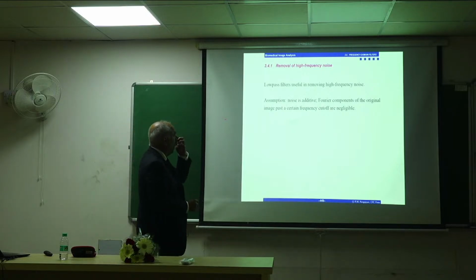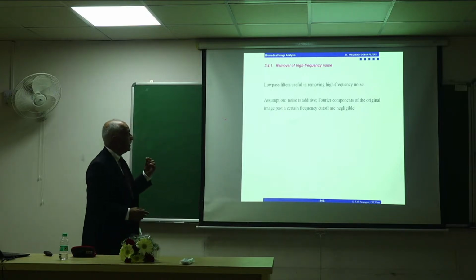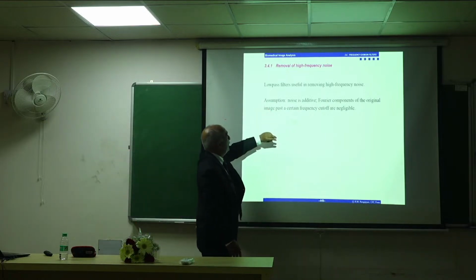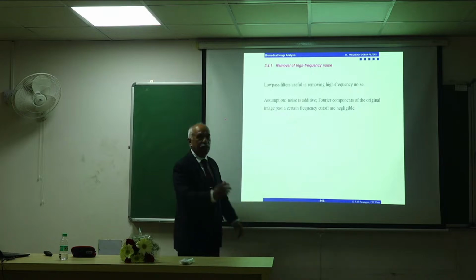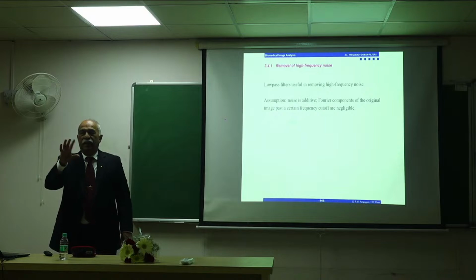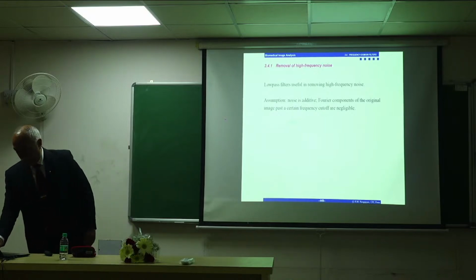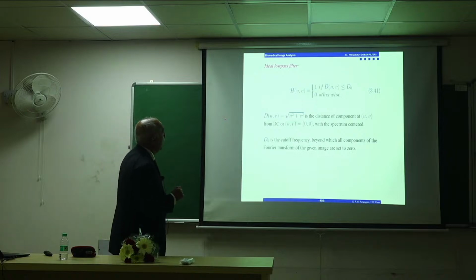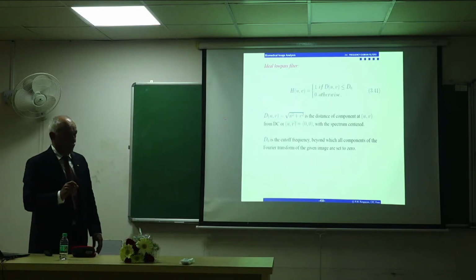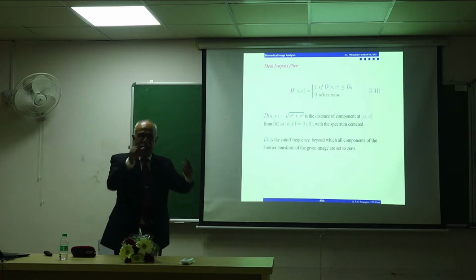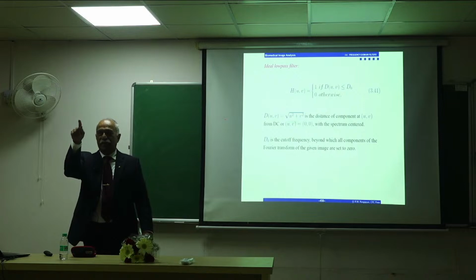So to remove high-frequency noise, you use low-pass filters. The assumption typically made is that noise is additive, and Fourier components of the original image past a certain frequency cutoff are negligible. So you say, I'm going to cut there. But there will be some loss of some frequency components of the signal. The so-called ideal low-pass filter has a sharp cutoff. It's a rectangular gate function. Your low frequency components up to some frequency have gain 1 and then gain is 0.